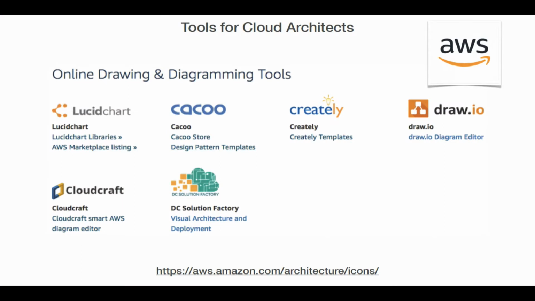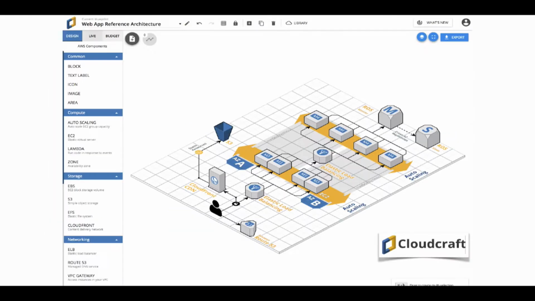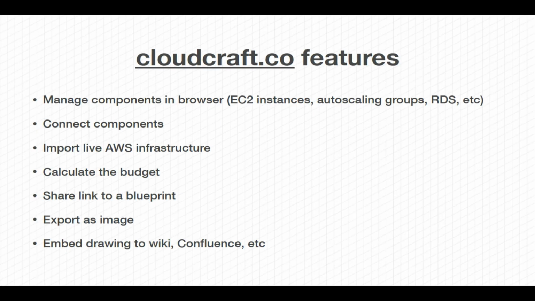Cloud architects typically design AWS environments using one of these tools. So this is the official list of supported tools. Everything is cool. In this talk, I'm going to focus more on CloudCraft. CloudCraft is a tool which allows you to visualize these diagrams in the browser, connect different properties of your infrastructure, and you can specify different sizes, different types of resources, and then eventually you can export it as an image or PDF, or you can even embed it into some Wiki, Confluence, and so on.